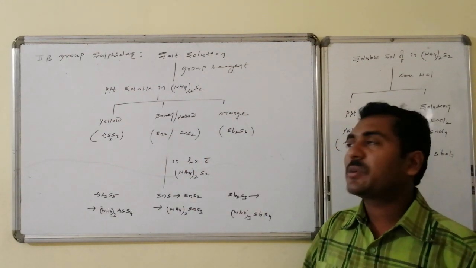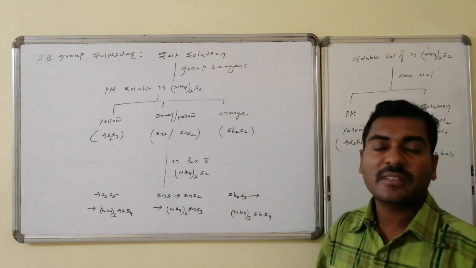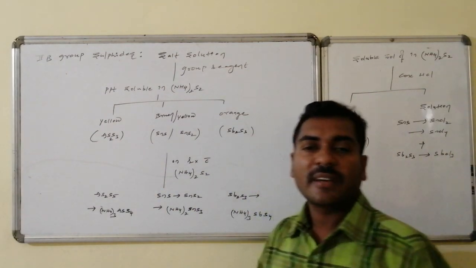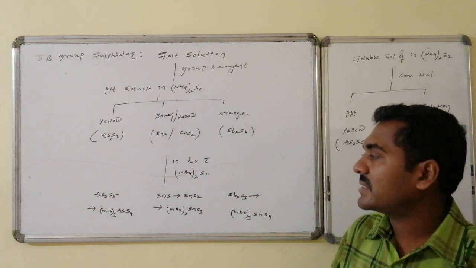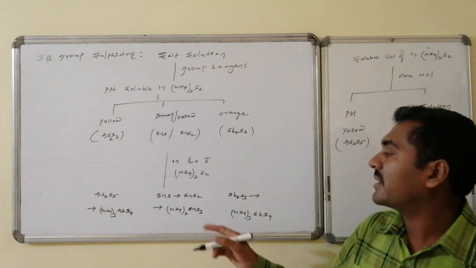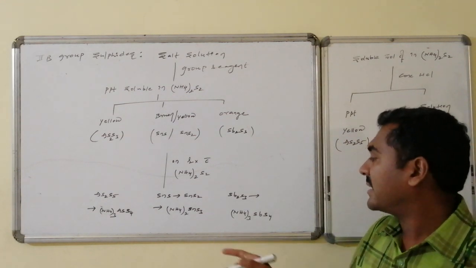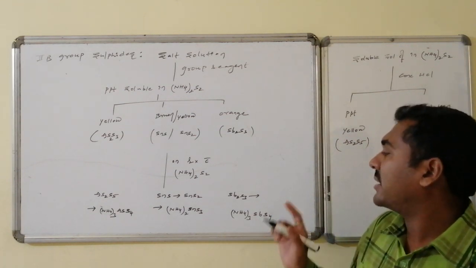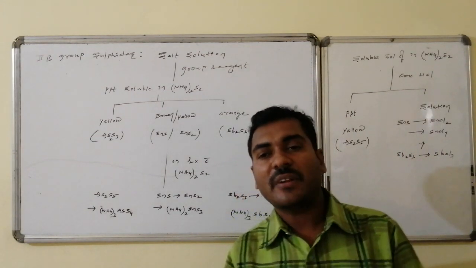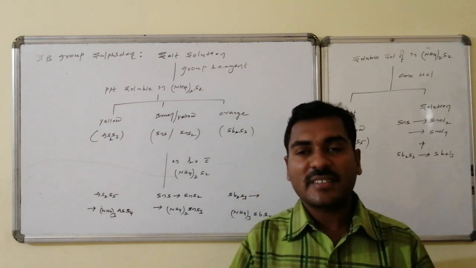After reaction with yellow ammonium sulfide, all of these get dissolved, because arsenic trisulfide is converted to diarsenic pentasulfide first, and then to ammonium thioarsenate. Similarly, ammonium thiostannate and ammonium thioantimonate formation takes place. All are soluble in the yellow ammonium sulfide. Then from here the examination starts.